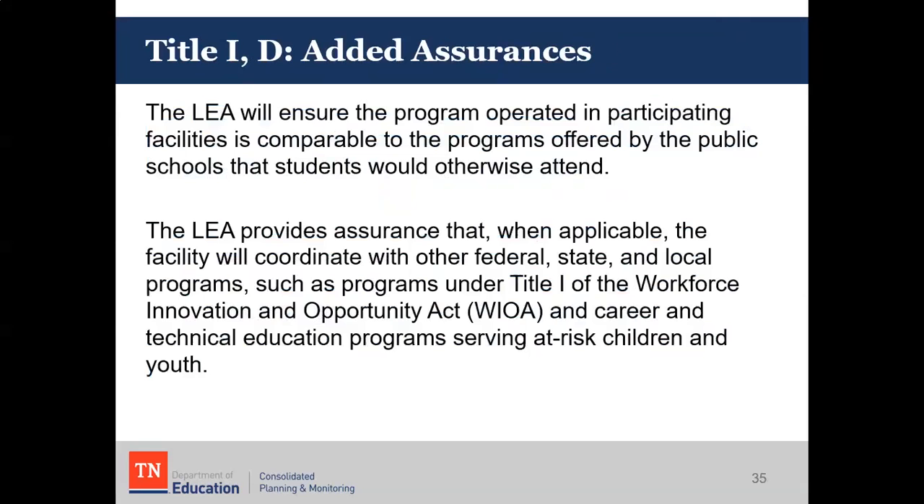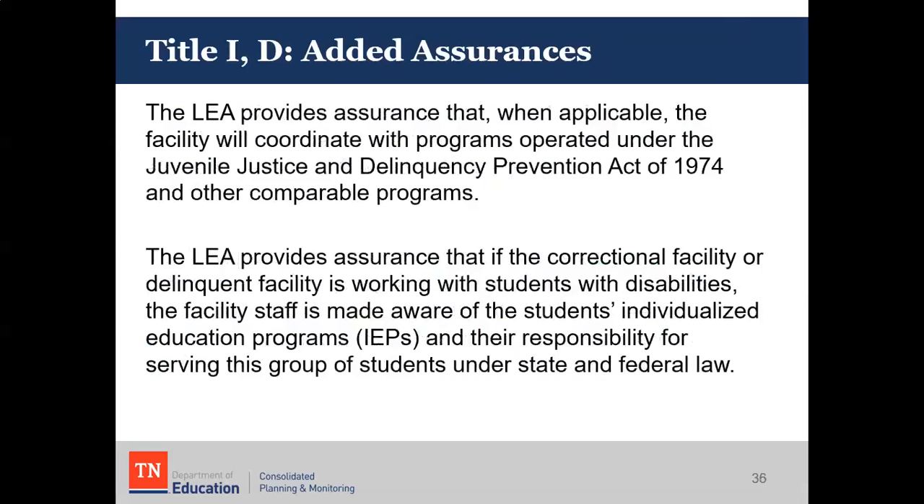Again, a list of the Title I-D assurances, the added assurances. The LEA will ensure the program operated in participating facilities is comparable to programs offered by the public schools that students would otherwise attend. The LEA provides assurances that, when applicable, the facility will coordinate with other federal, state, and local programs, such as programs under Title I of the Workforce Innovation and Opportunity Act and career and technical education programs serving at-risk children and youth. The LEA provides assurances that, when applicable, the facility will coordinate with the program operated under the Juvenile Justice and Delinquency Prevention Act of 1974 and other comparable programs.